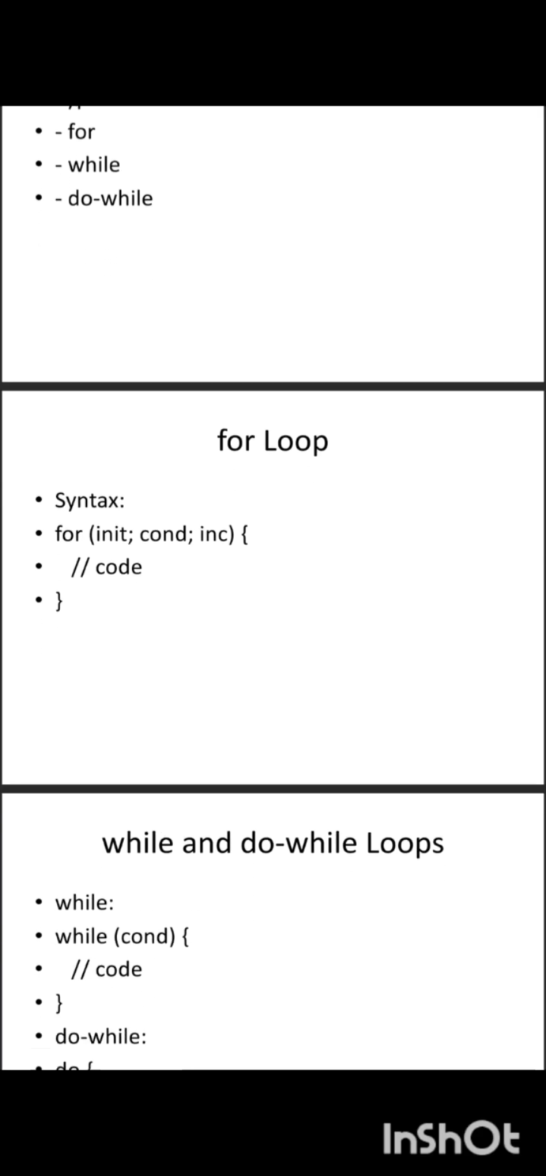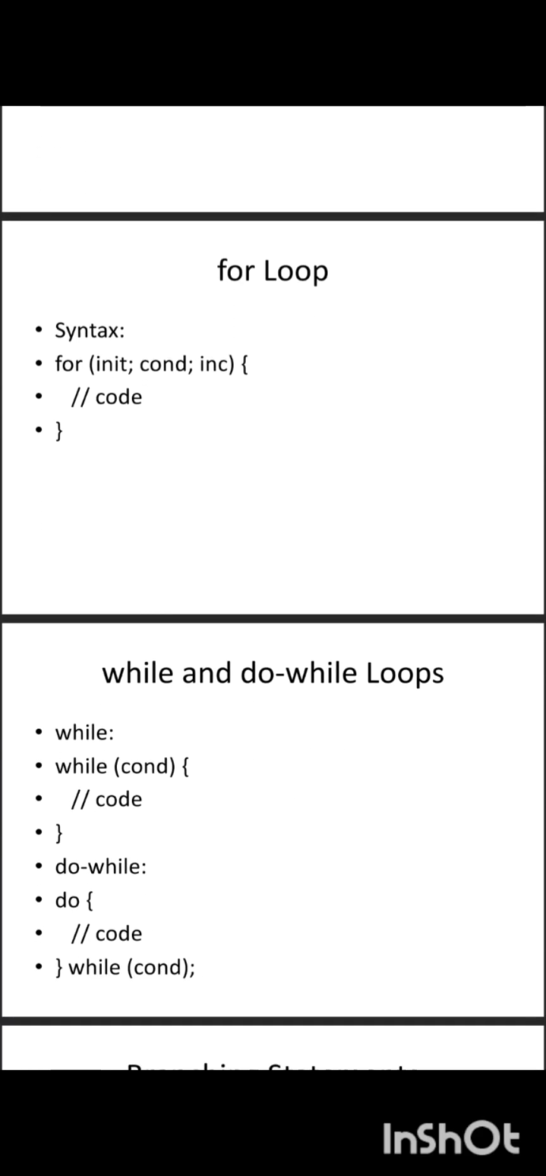And come to slide 14, while and do while loops. The while loop checks the condition first, then executes the code block. If the condition is false from the start, the loop body may never run. In contrast, the do while loop executes the code block once before checking the condition. This guarantees that the loop body runs at least once. Use while when the loop may not need to run, and do while when at least one execution is required. Both are useful depending on the situation.